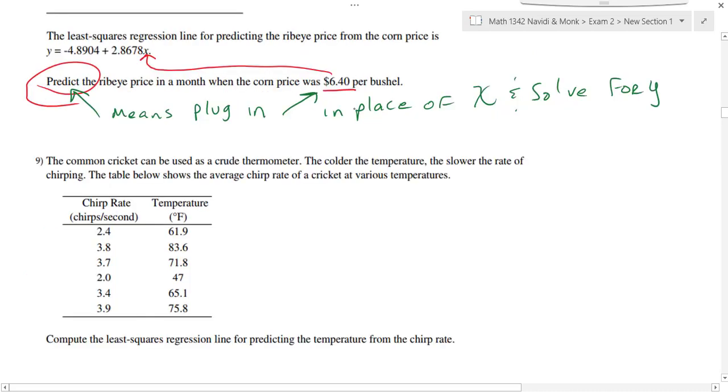Number 9. The common cricket can be used as a crude thermometer. The colder the temperature, the slower the rate of chirping. The table below shows the average chirp rate of a cricket at various temperatures. Compute the least squares regression line for predicting the temperature from a chirp rate. How do I do this?